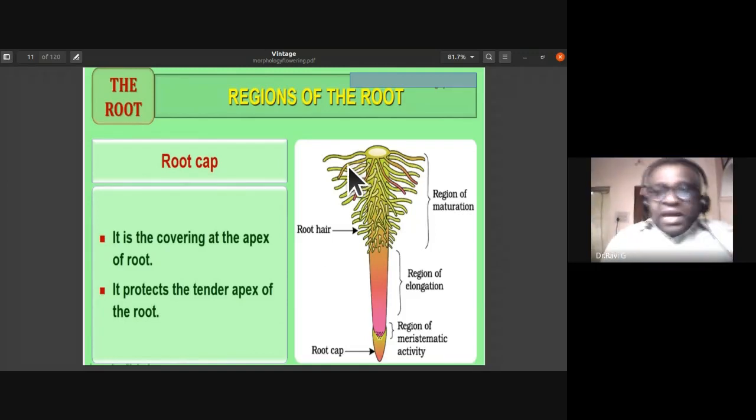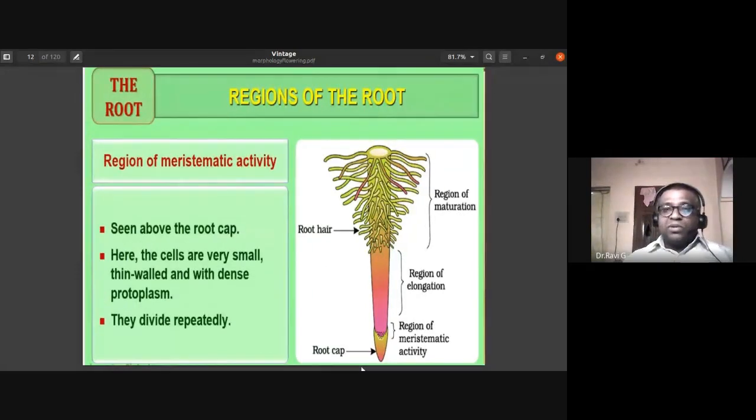So the root cap, it is covering the apex of the root. So it protects the growing tips of the root. The meristematic apex of the root, it is protected by the root cap. So it protects the tender apex of the root. Root cap is covering the apex of root and it protects the tender apex of the root.